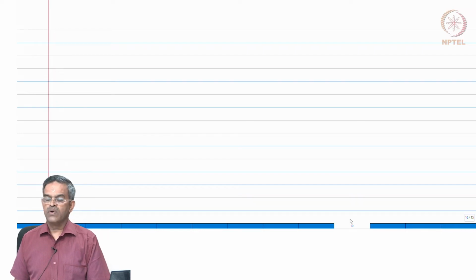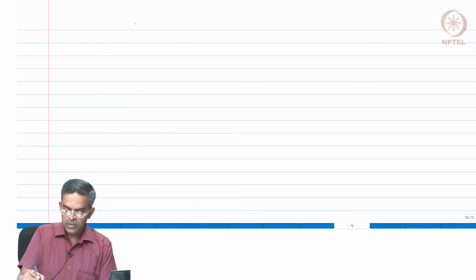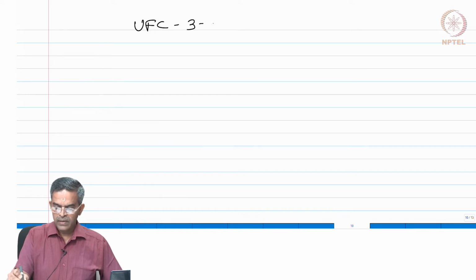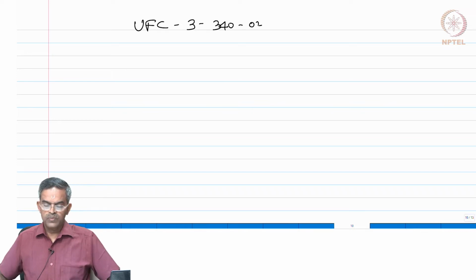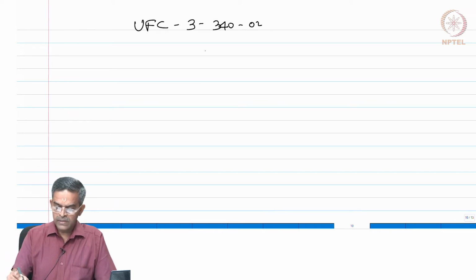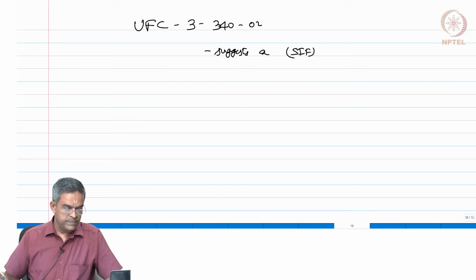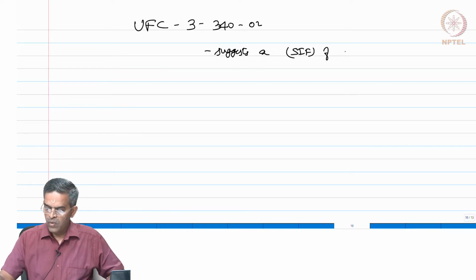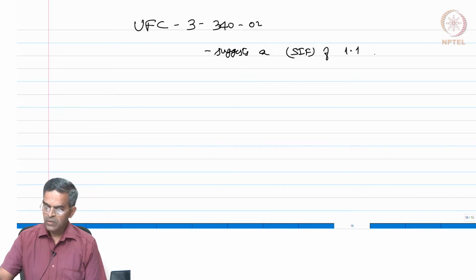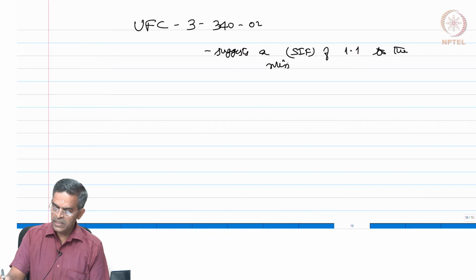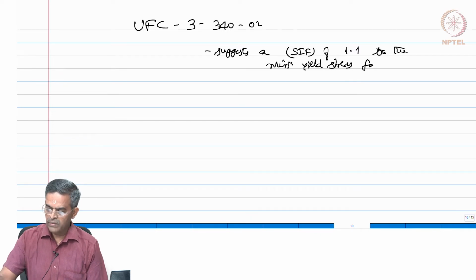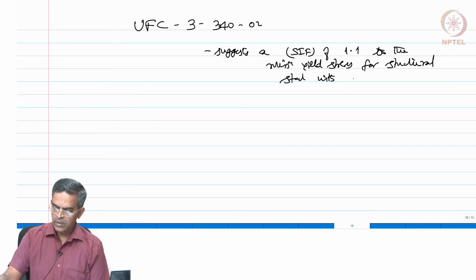Let us see one cross reference of a code. Let us say what does it say. UFC 340-02 suggests a strength increase factor of 1.1 to the minimum yield stress for structural steel with sigma y 345 megapascal.